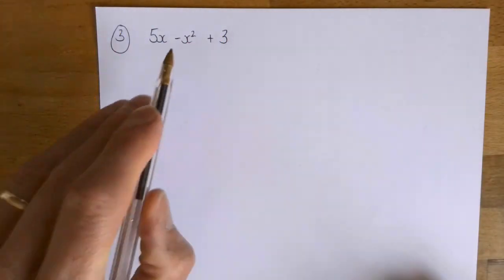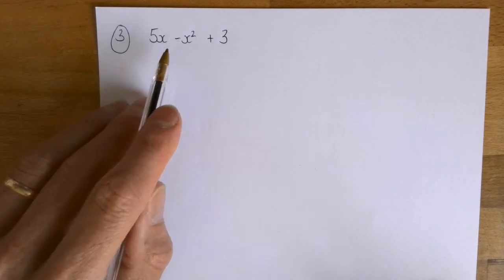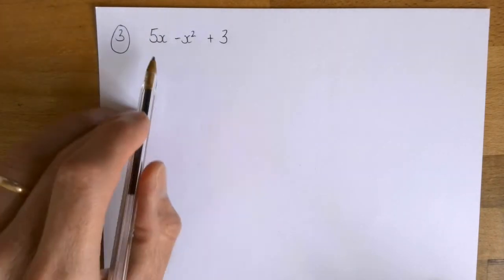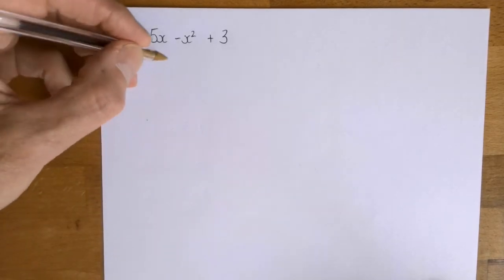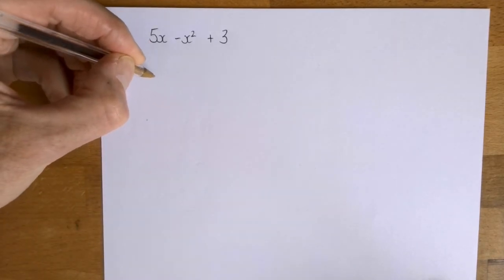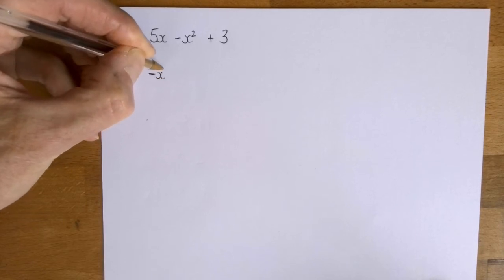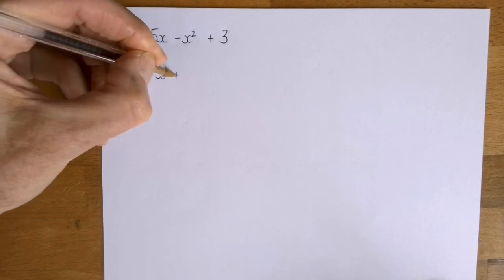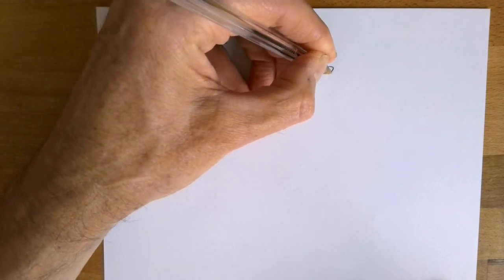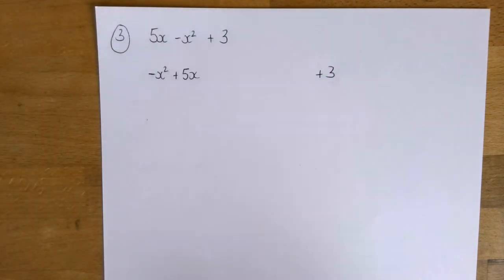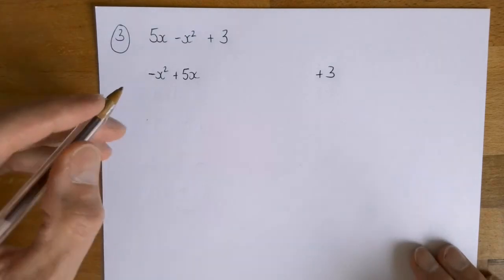So here we have a negative x squared, and this is an example of one where it's written in a different order as well. So the first thing I'm going to do is line it up properly. So I've got minus x squared, that's a plus 5x there, isn't it? And the plus 3, I'm going to shovel that out here. And now here's the trick.